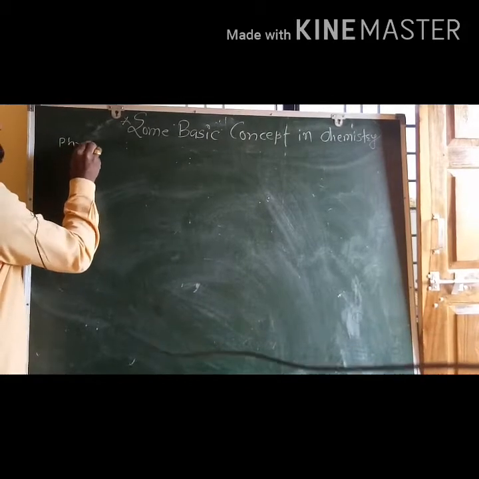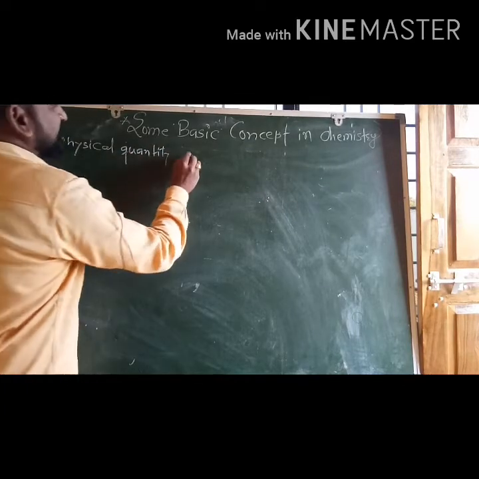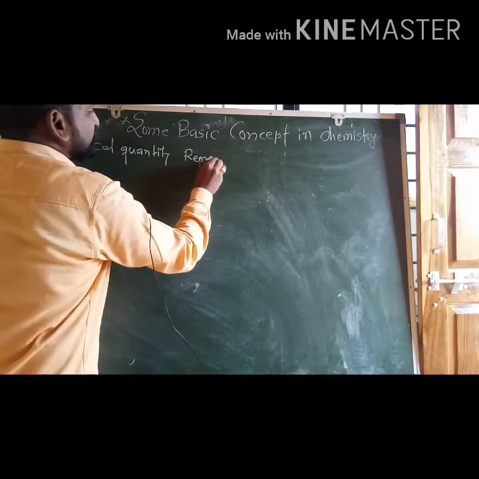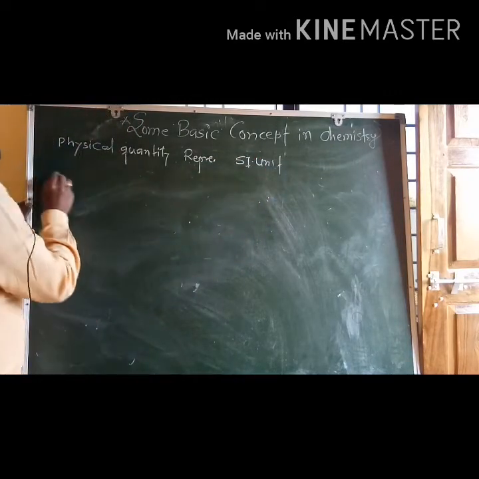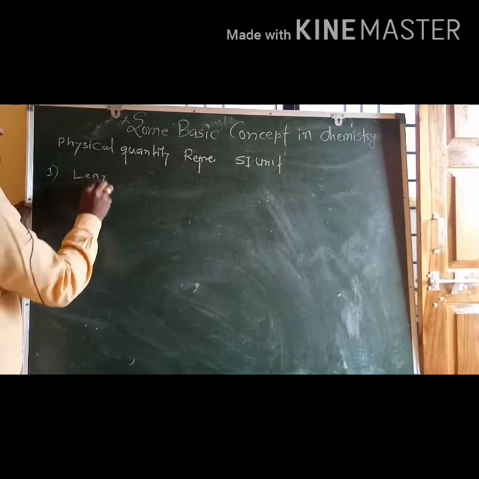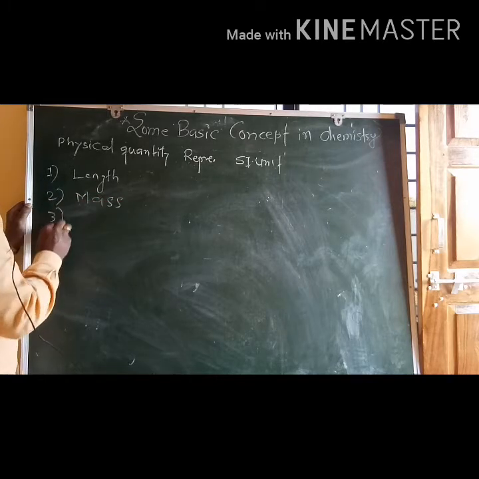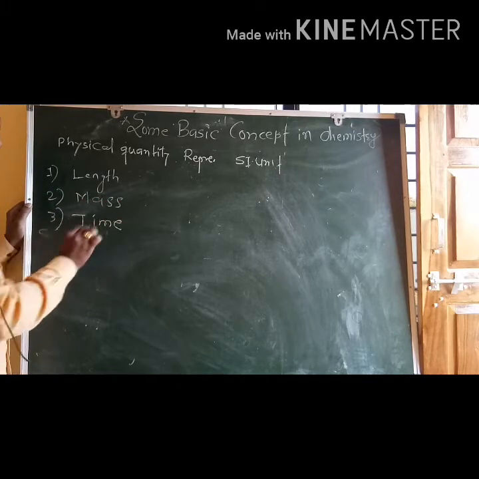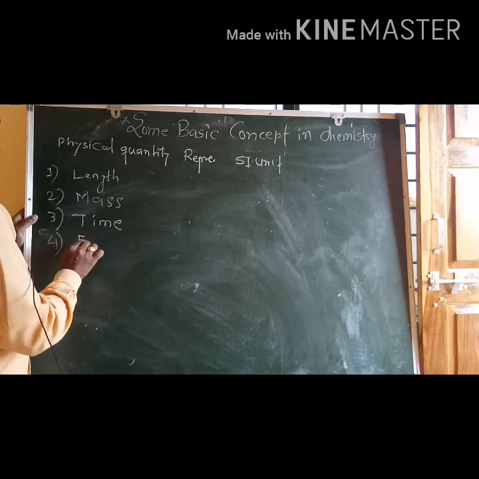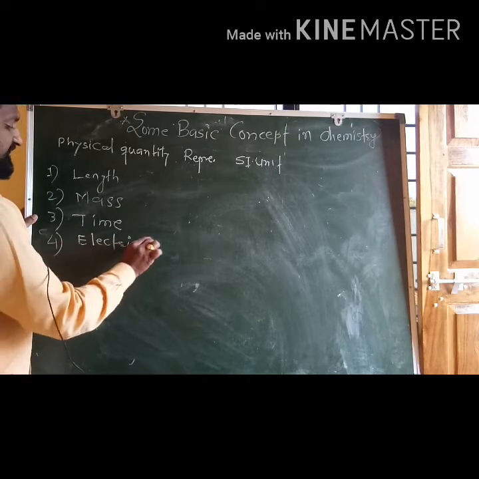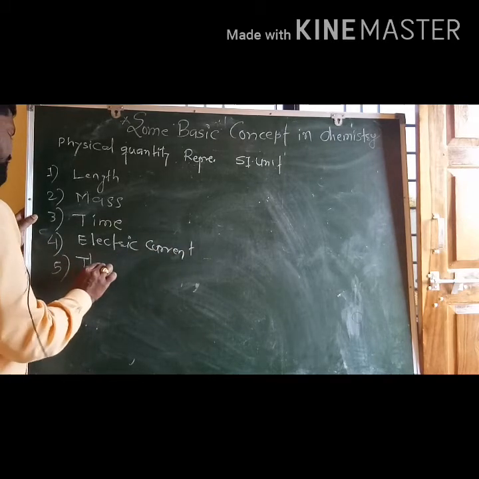Physical quantity, their representation, their SI unit. Number 1 was length. Number 2 was mass. Number 3, time, a very fundamental quantity. Number 4 was electric current. After that, number 5 was thermodynamic temperature.